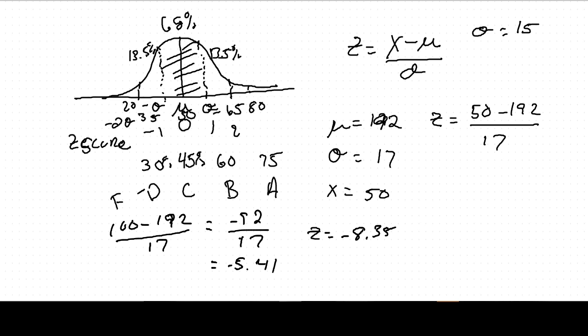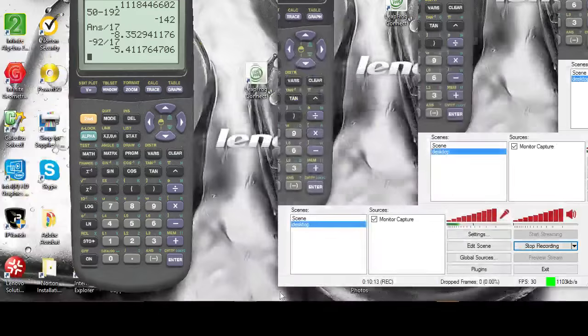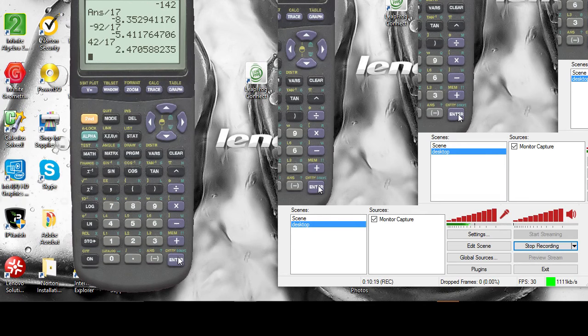Okay, let's do the next one. So 150 minus 192 all divided by 17. So that would be -42 divided by 17. Okay, so we do 42 divided by 17, I'll just make it negative.